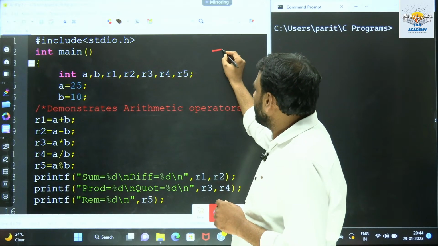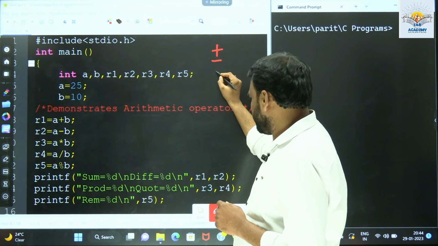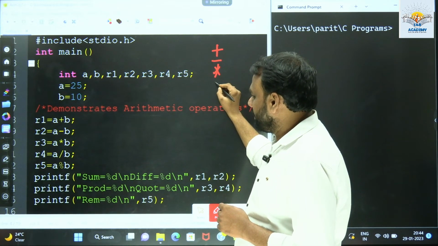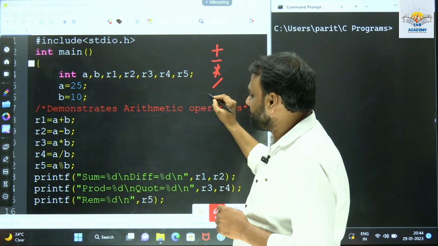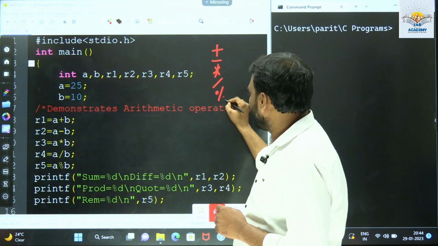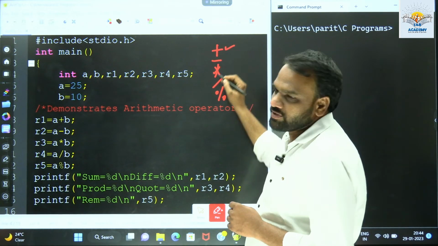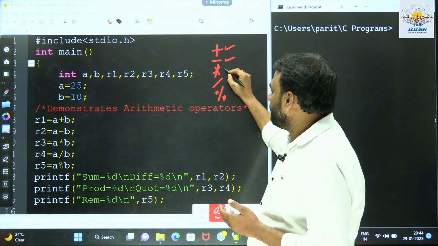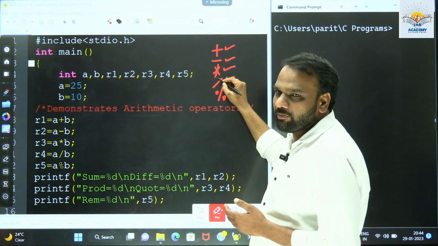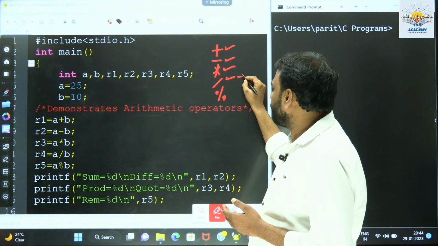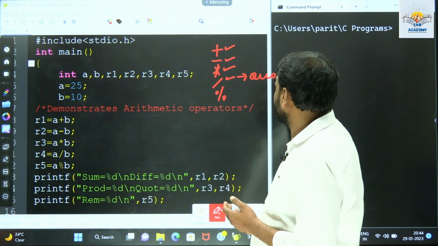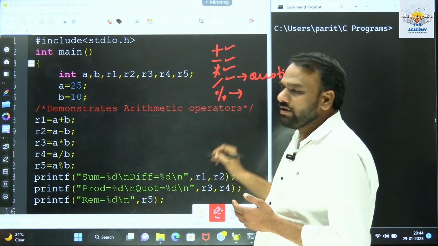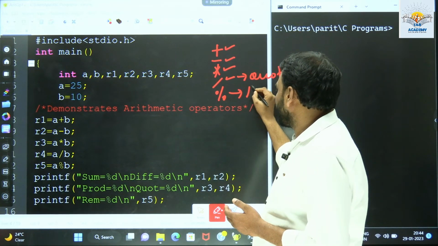Operators: plus, minus. This is for multiplication. Next, this is for division, and this is for modulo operation. So we know about plus, so it will perform addition. So subtraction, multiplication, division. After performing division, it will leave result of what? It will leave quotient. And this modulo operator, it will leave remainder.